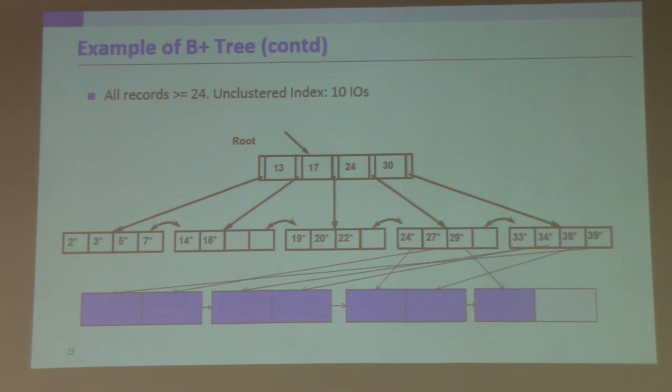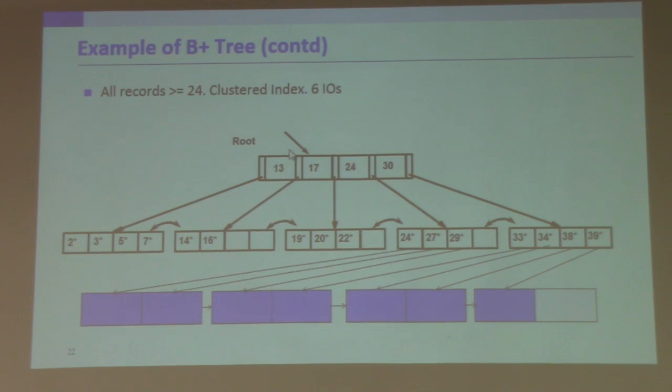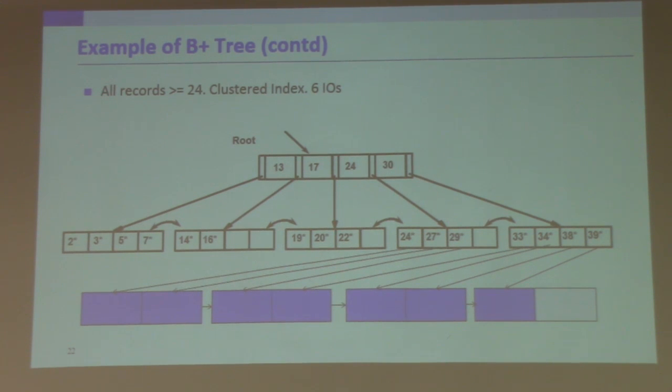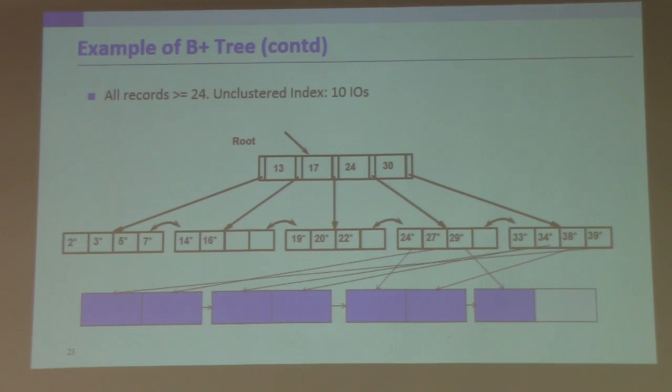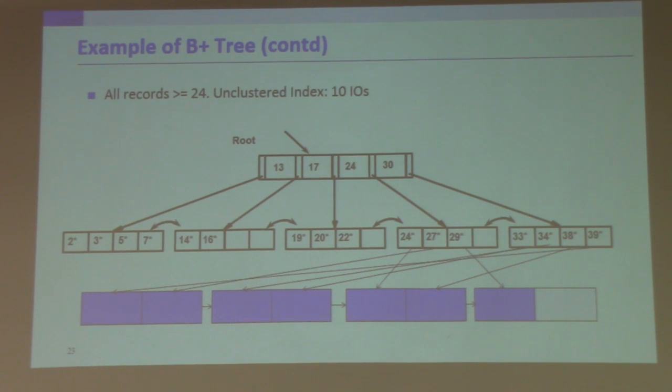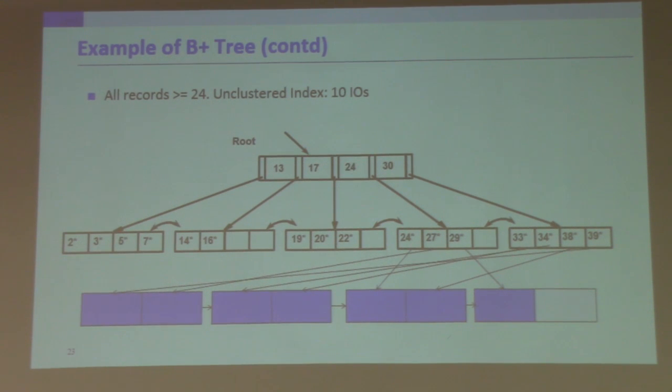What happens with an unclustered index? The tree looks identical to the clustered case, because whether it's clustered or unclustered, your tree looks identical. You always sort the data entries no matter what, and you build the tree. Records are ordered on disk. So for an unclustered tree, this is what you get. You follow this page.